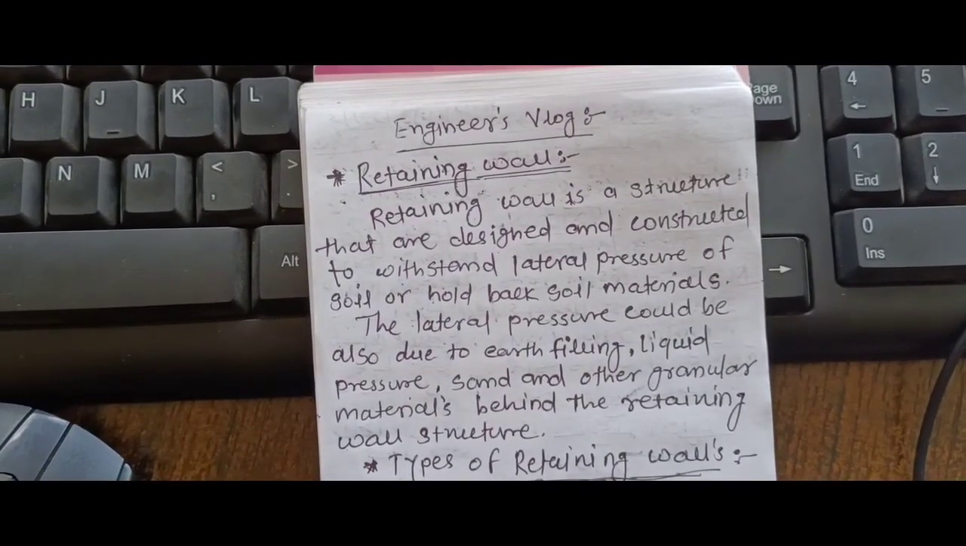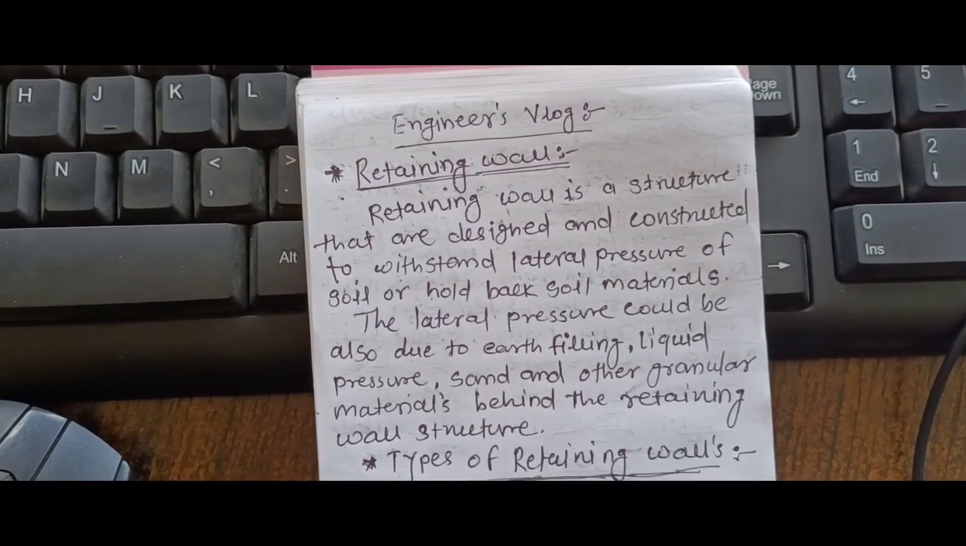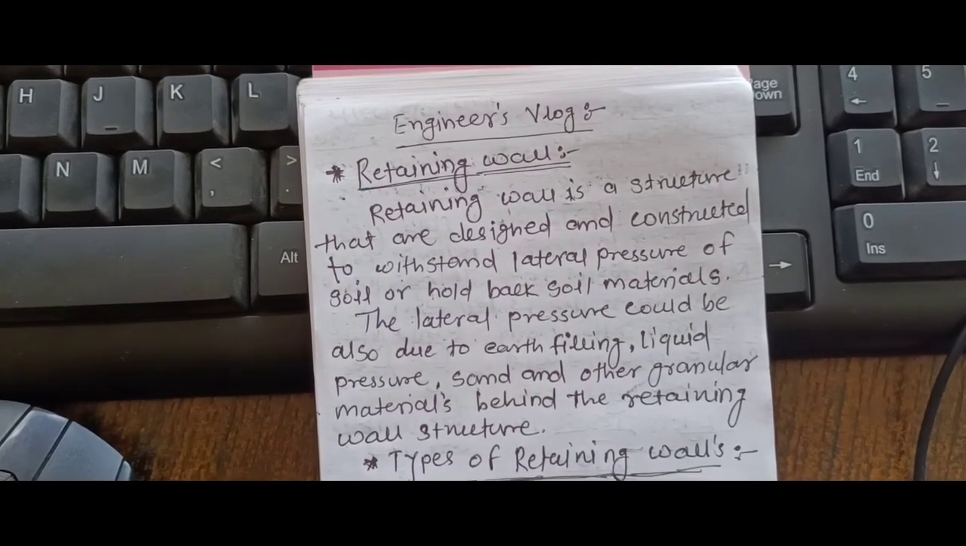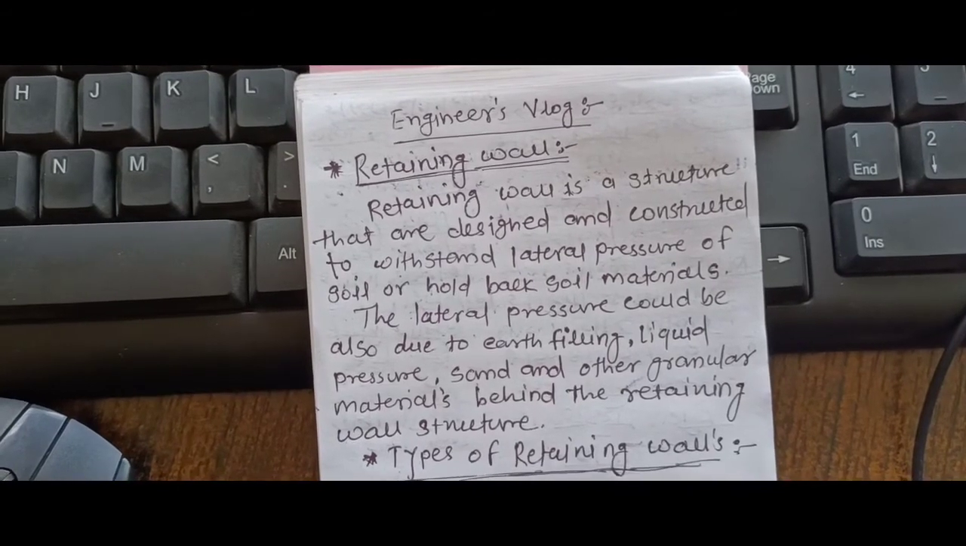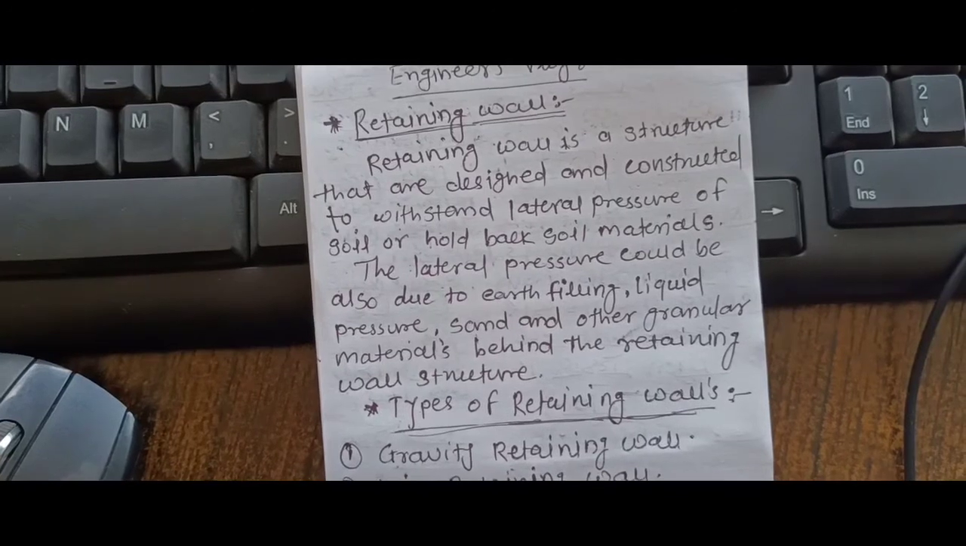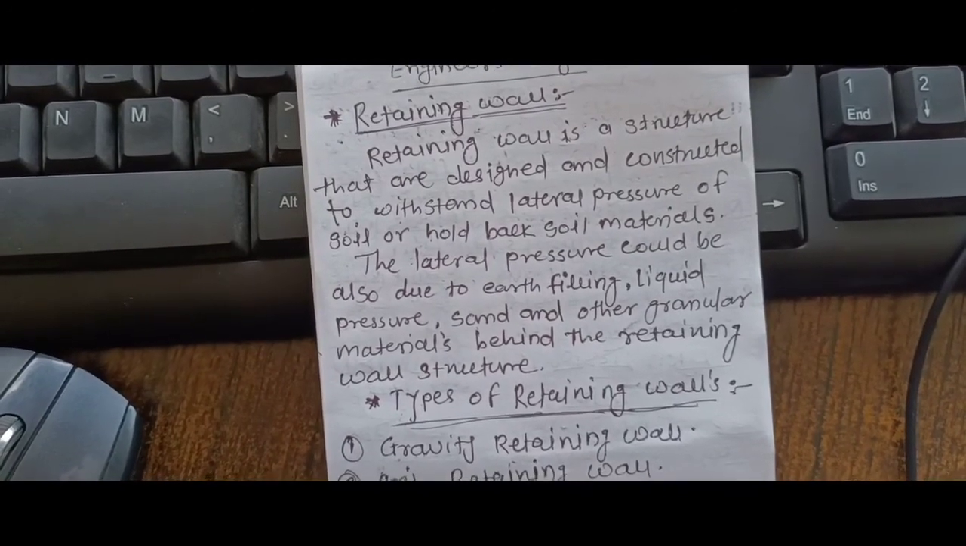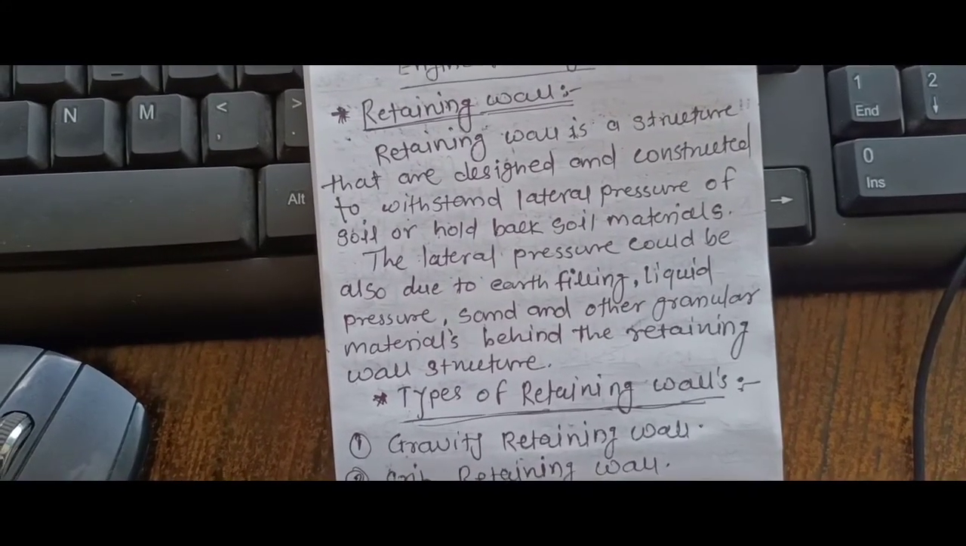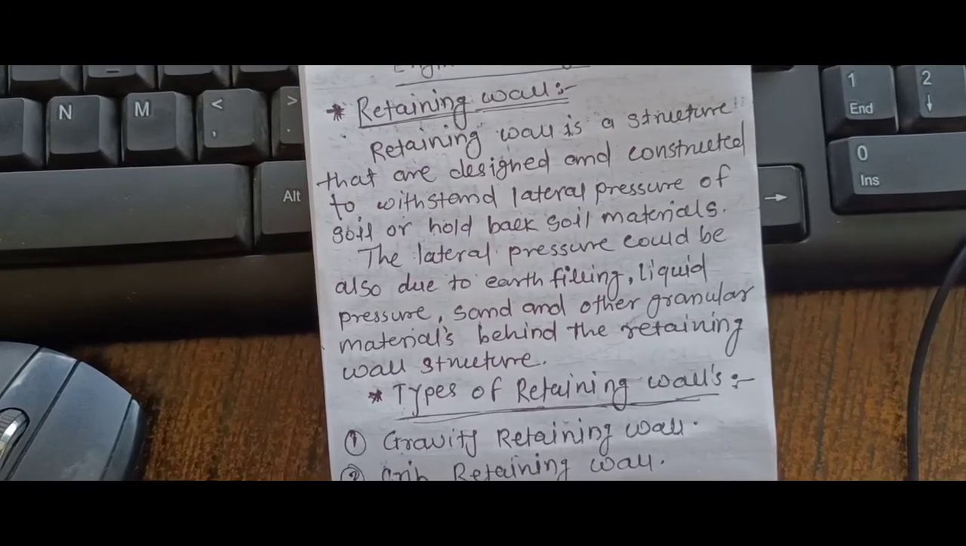What is a retaining wall? A retaining wall is a structure designed and constructed to withstand lateral pressure of soil or hold back soil materials. The lateral pressure could also be due to earth filling, liquid pressure, sand and other granular materials behind the retaining wall structure.